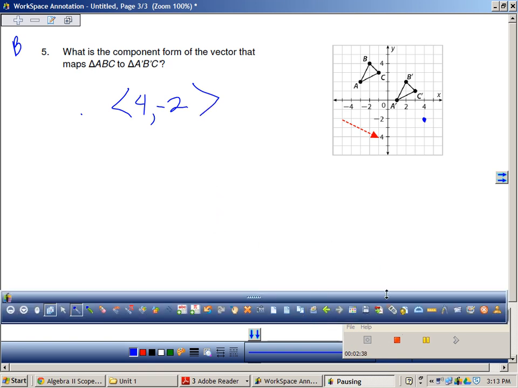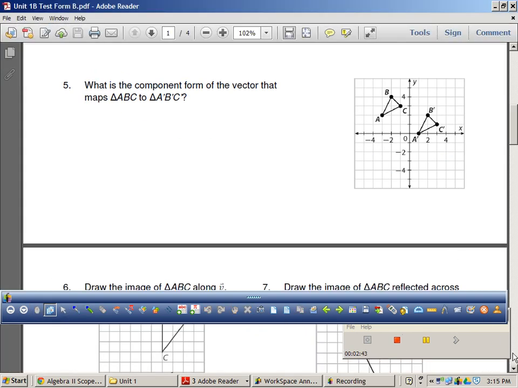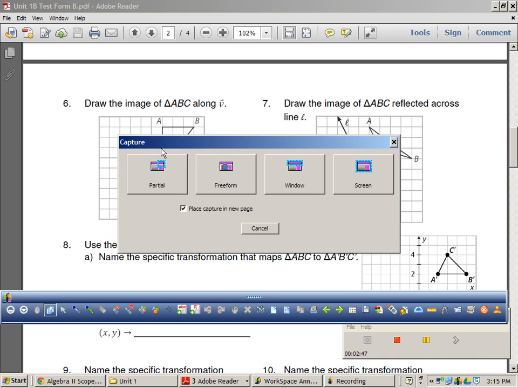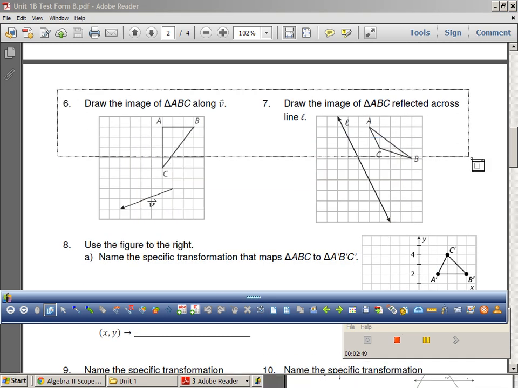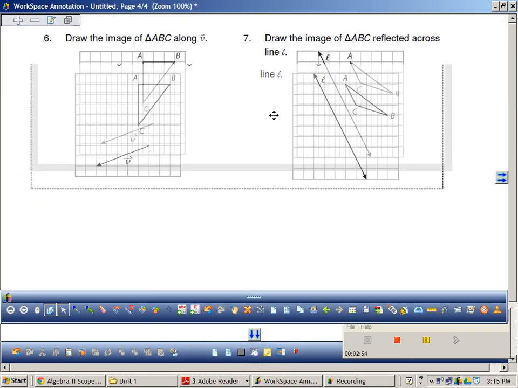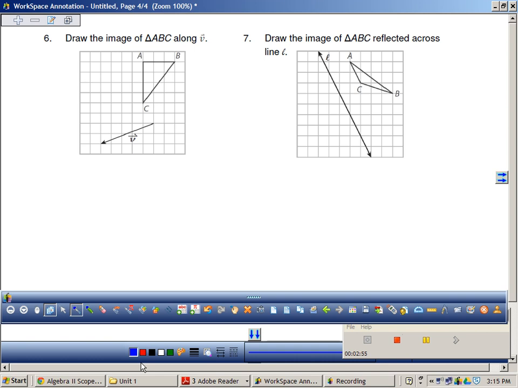Okay, guys, let's keep going. Let's do number 6 and 7 on B, and then I'll switch over to A. Are these the same on both versions? The 6 is, yes, 6. They are? Perfect. So this is A and B.